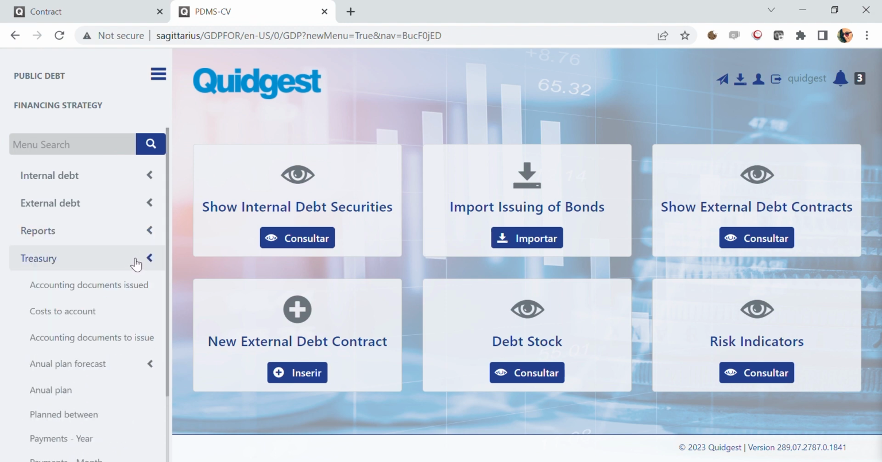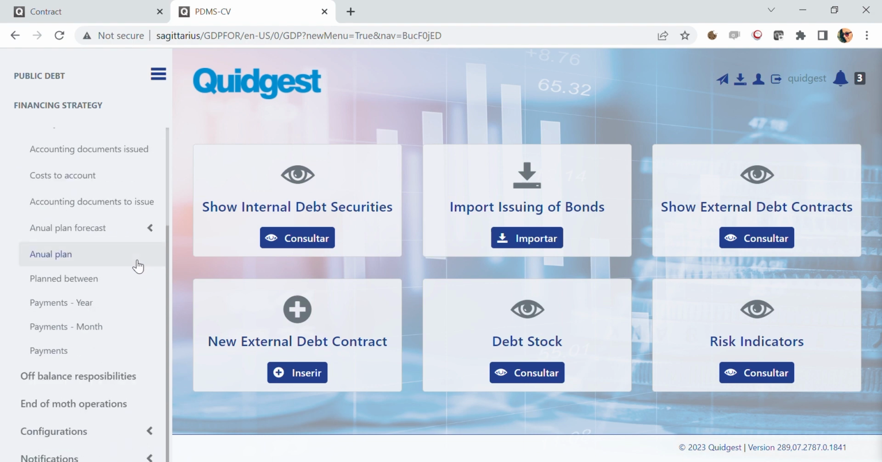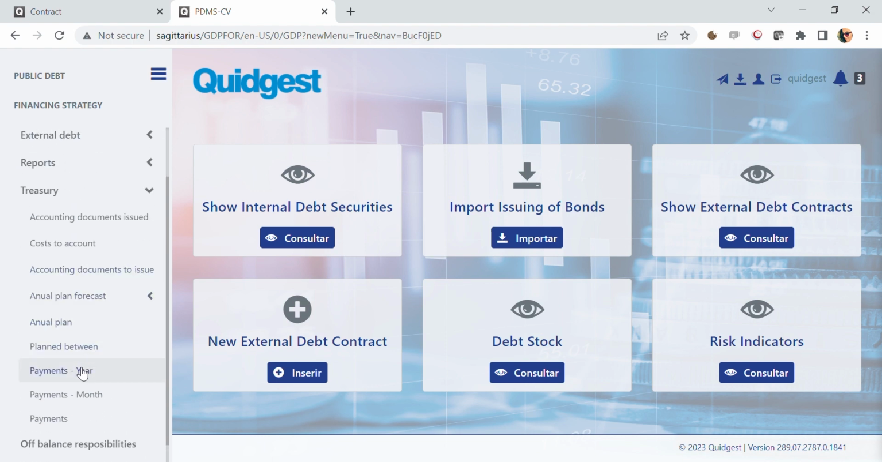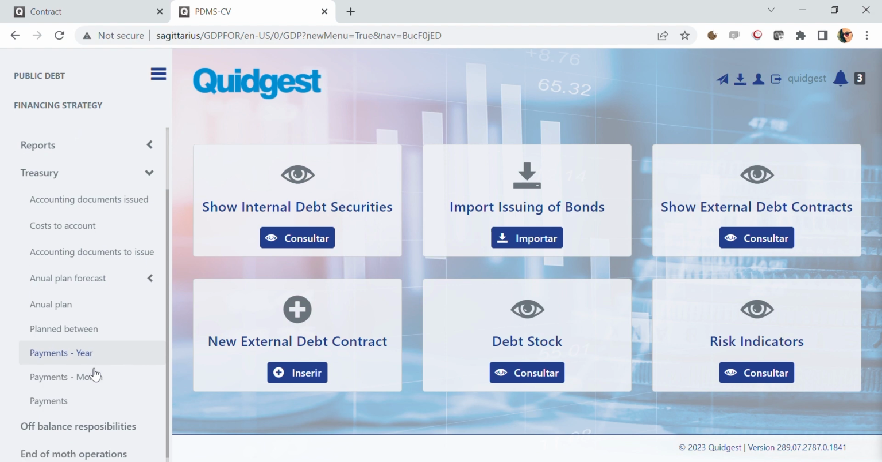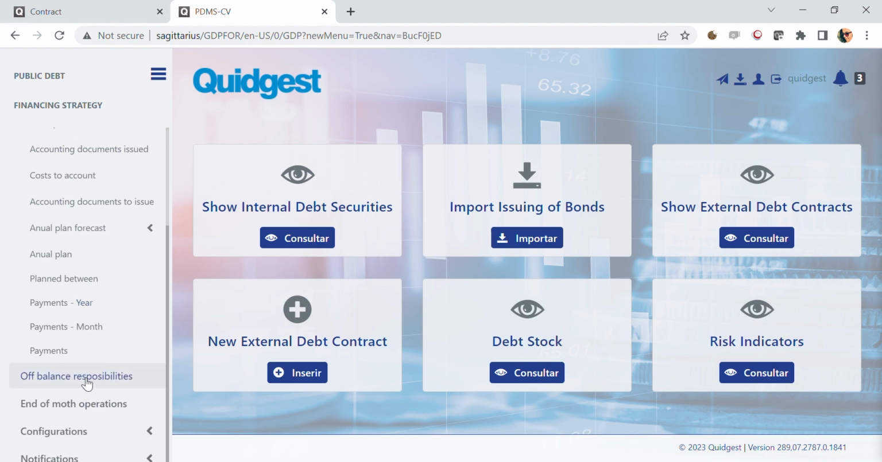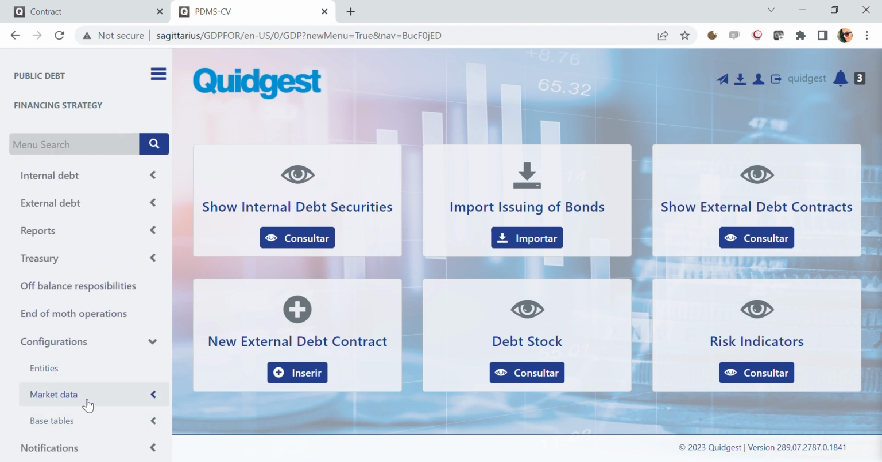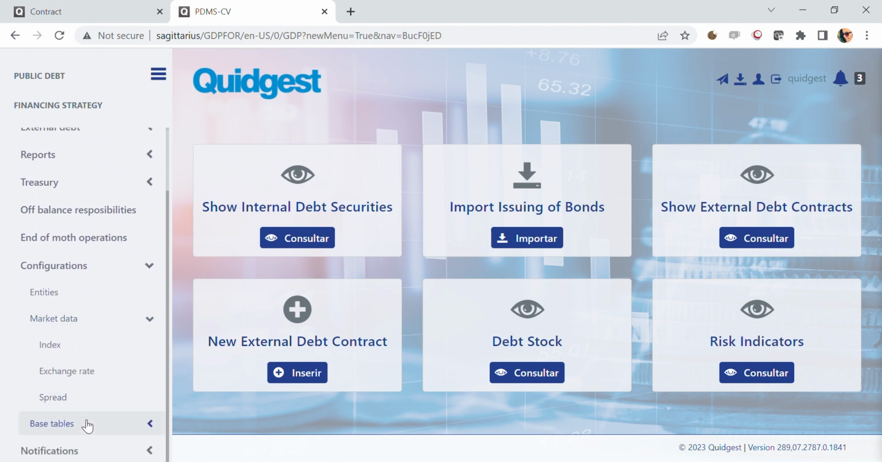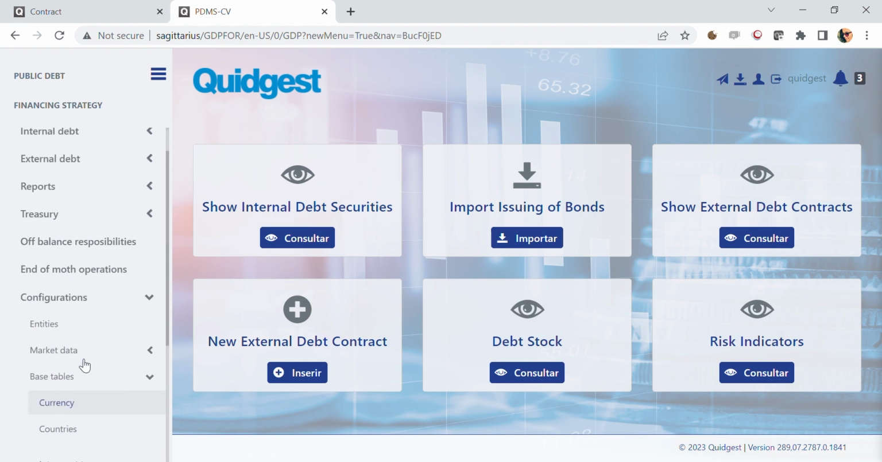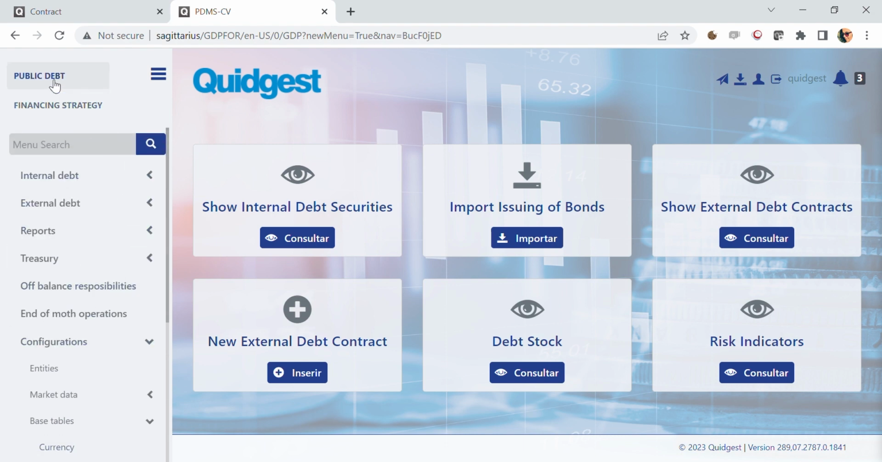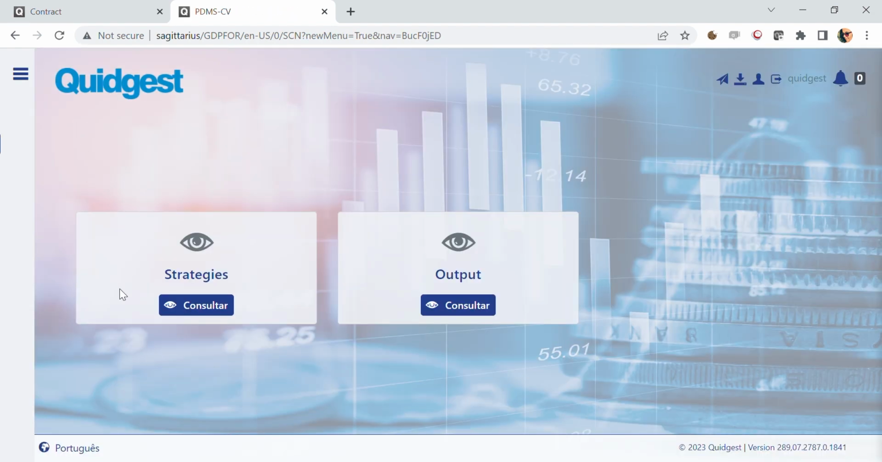The part of the treasury is basically the planning, cash flows, integration with the ERP system to be sure that you have the money to meet your obligations, and also what you are counting on receiving. I already spoke a little bit about guarantees, and we have here different configurations as far as market data is concerned, and the application itself. It was a very quick overview of the daily public debt management. So let's now look at the financing strategy.